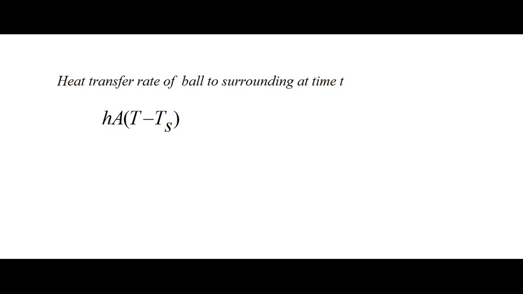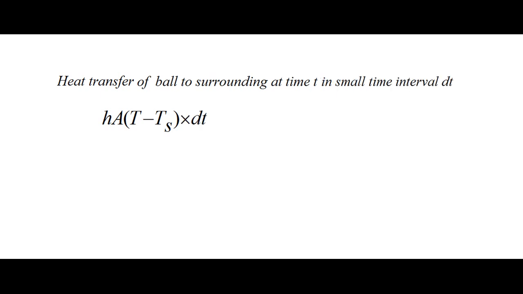Now what would be the total amount of heat lost by the ball at that time t in a very small time duration dt? Since it is a heat transfer rate formula, we have to multiply it with a very small time interval dt to get the amount of heat lost by the ball. Therefore the amount of heat lost by the ball is hA(T minus Ts) dt. Now what is the energy balance? This much heat is lost, therefore this must be equal to minus m s dT.